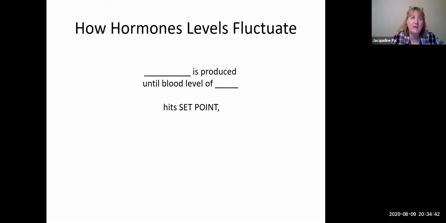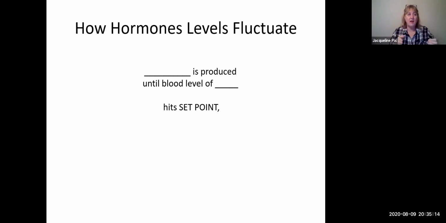So how do we understand how hormones fluctuate? It's very easy to say this secretes this, but you need to start thinking in the concept of negative feedback. And so I have this little saying here for you to work all the way through the negative feedback. In the first blank, you're going to put whatever hormone it is you are talking about. So whatever it is is produced until blood levels of what triggered its release.